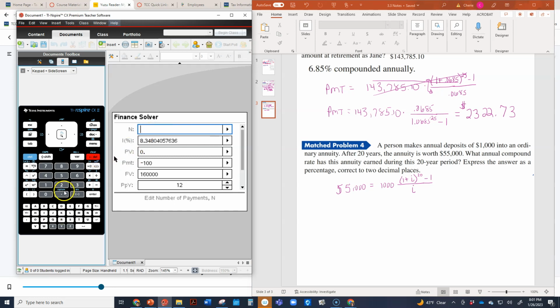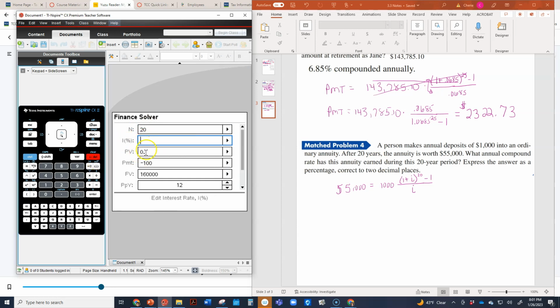Because we're just doing it for 20 years, and it says it's ordinary annual deposits of $1,000. So we're going to do it for 20 years. Annual deposits means once a year for 20 years. This is what we're trying to calculate, so that needs to be left 0.